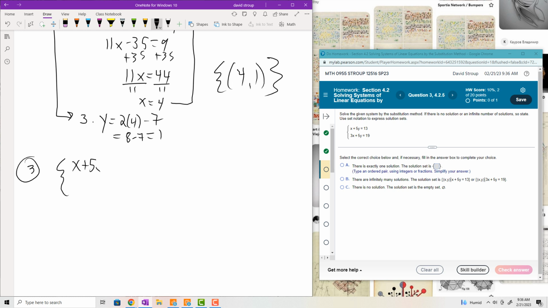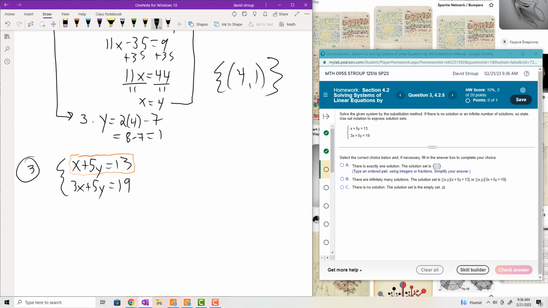x plus 5y is 13, and then 3x plus 5y is 19. So what do we do? Well, I'm going to take that first equation and solve it for x, and that'll give me something to do a substitution.